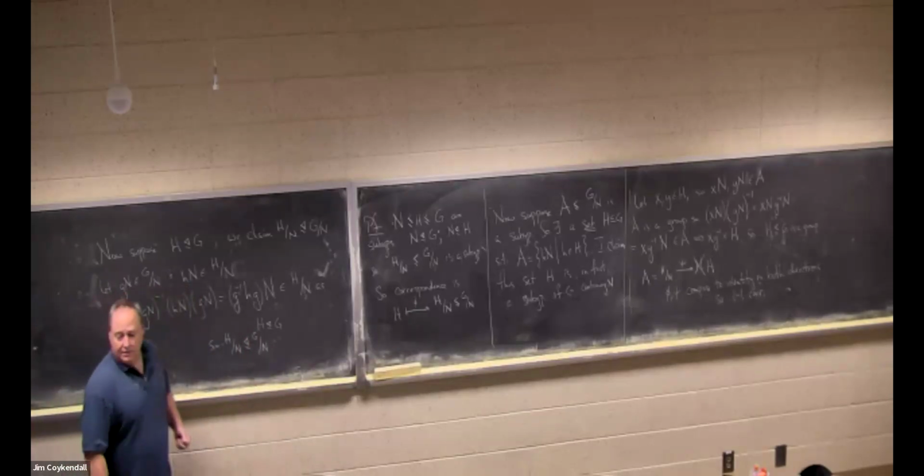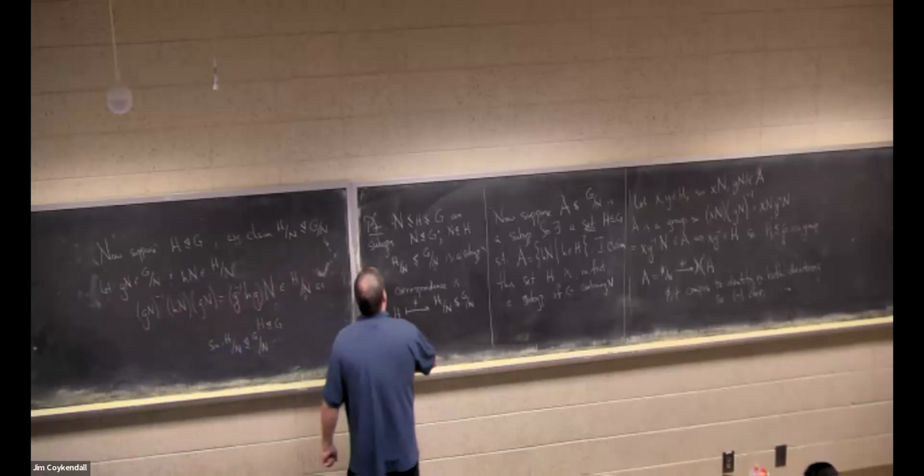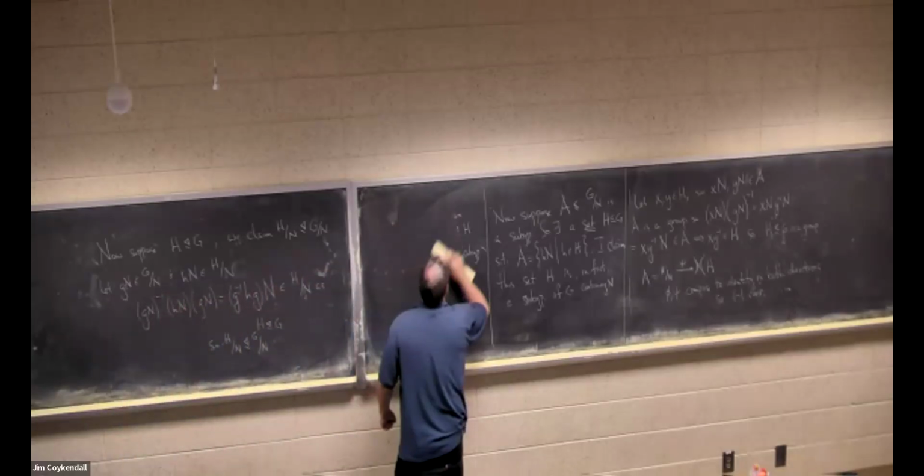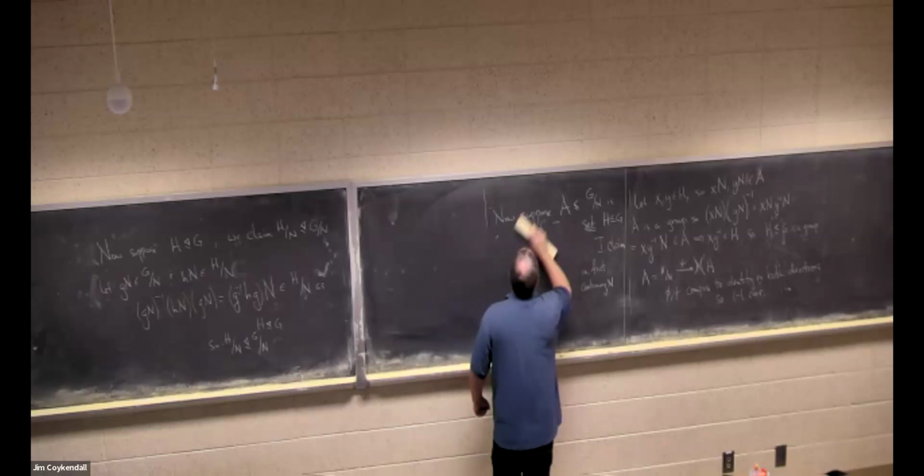So I've got that direction. What about the other direction? What if H mod N is normal in G mod N?